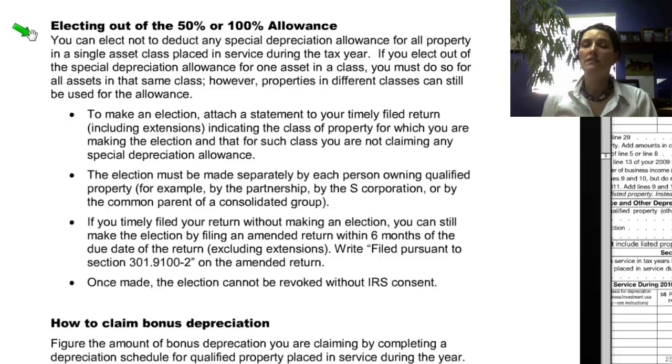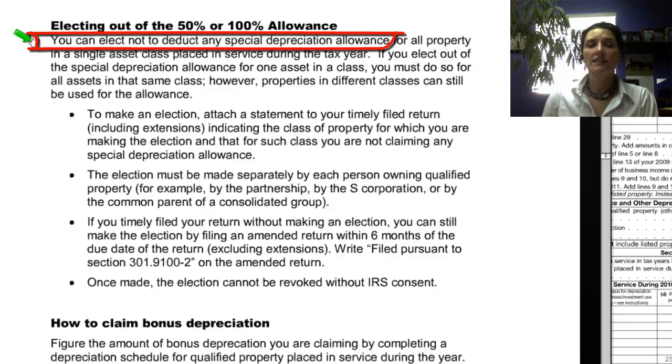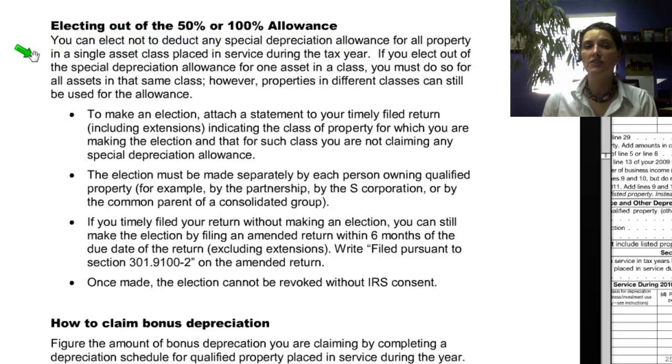Now, one of the things you should be aware of is that the law says that the bonus depreciation deduction is automatic. You have to elect out of it. And that means that computer software defaults to it and will automatically allow these big deductions. So if it is your opinion as a tax preparer that your client is better off without a big deduction, then you're going to have to make some manual entries in the software to override and elect out of the bonus depreciation. You can elect not to deduct any special depreciation allowance for all property in a single asset class placed in service during the tax year.